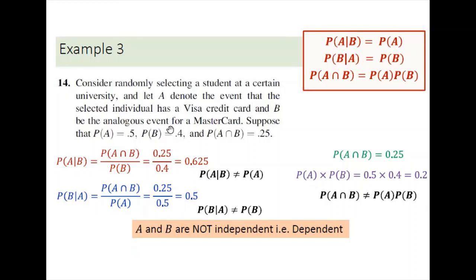You can see that the probability of B is 0.4. Again, the probability of B given A is not equal to the probability of B, the same result. Or if we want to use this equation, the probability of the intersection is 0.25. The probability of A times the probability of B is 0.2. Again, you can see they are not equal, so A and B are not independent.